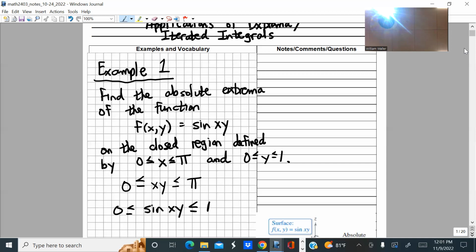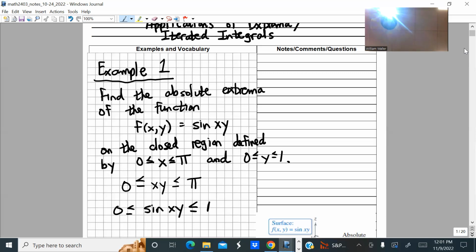When would that happen? Not pi, because when xy is equal to pi, you have sine of pi, which is 0. Pi over 2, that's right. So when x times y is pi over 2, the output here is going to be 1, sine of pi over 2. So this gives us an improvement of where to look for the absolute maximum and absolute minimum.